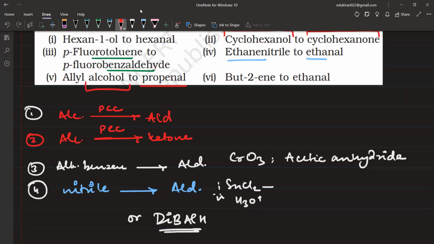Okay. What about this allyl alcohol to propanal? So we are going from alcohol to aldehyde. So again, what should we use? PCC. हाँ, यहाँ पे देखिए PCC ही use कर सकते हैं और कुछ मत use कीजिएगा. क्यों? What is allyl alcohol? Allyl alcohol is going to have a double bond.